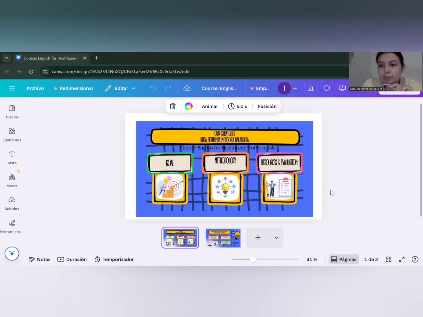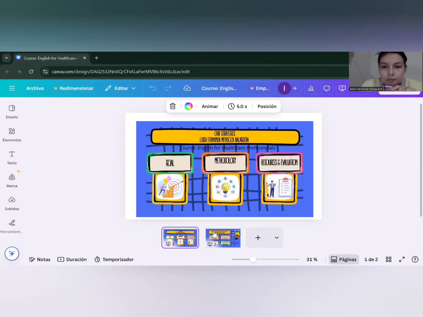For the evaluation, the best evaluation is if they are able to express themselves in real communication situations in life. For example, if they have a patient, or if they need to understand symptoms and more of them. I think this is the better evaluation, obviously evaluating the four skills: speaking, writing, reading, and listening.